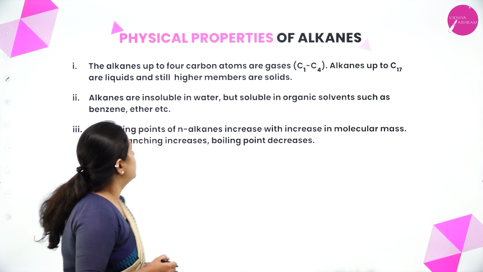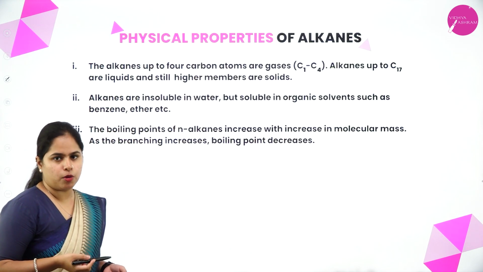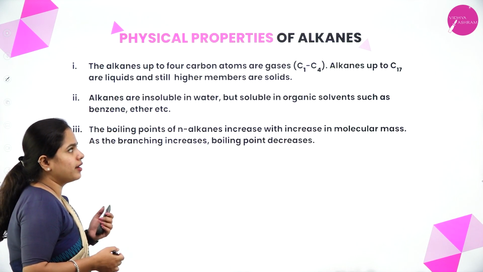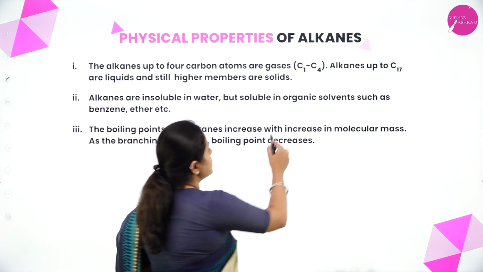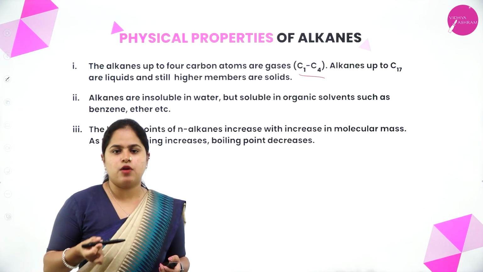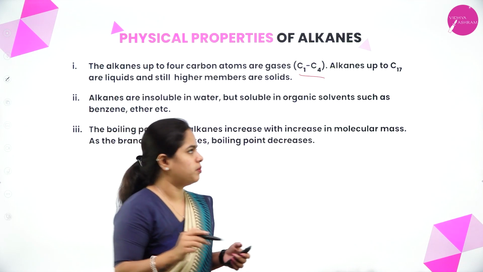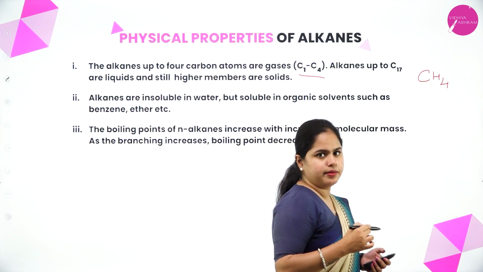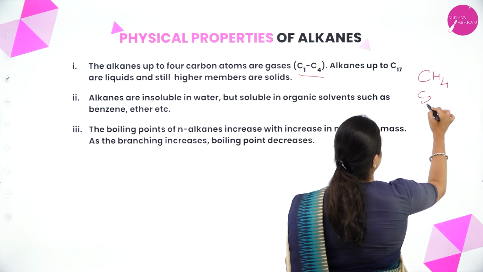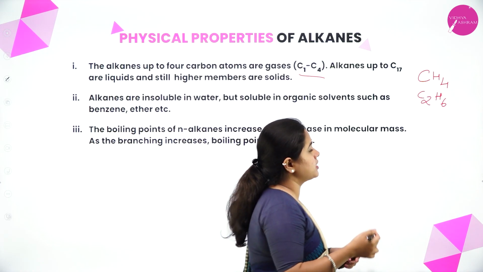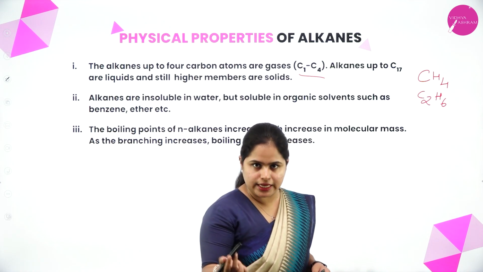So first let's begin with the physical properties of alkanes. The alkanes up to 4 carbon atoms are gases. So C1 to C4. What does C1 to C4 mean? It is alkanes having 1 carbon atom to 4 carbon atoms. That means 1 carbon atom is methane, and C2H6, with 2 carbon atoms, is ethane.